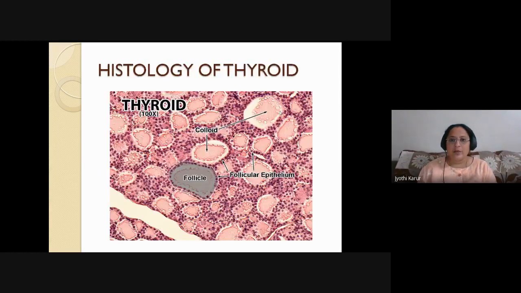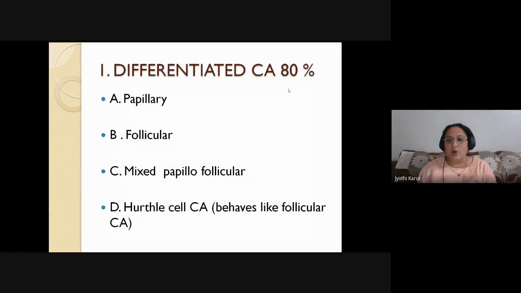Coming to the differentiated cancers, I am still in the older system of classification. Well differentiated carcinomas constitute about 80%. In your books, you usually read papillary carcinoma, follicular carcinoma, and mixed carcinoma, that means both papillary and follicular carcinoma, and another variant of follicular carcinoma, that is Hurthle cell carcinoma. Madam, what are these carcinomas? All these carcinomas arise from the thyrocytes. So they are different variants of the well differentiated cancers.